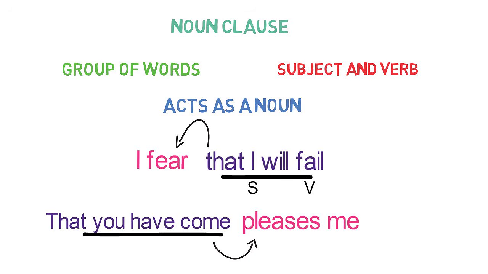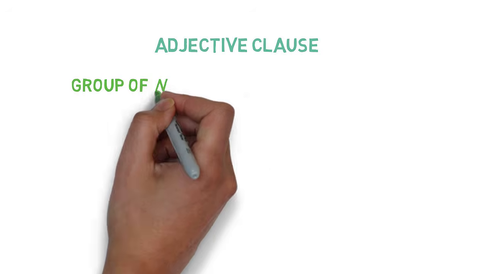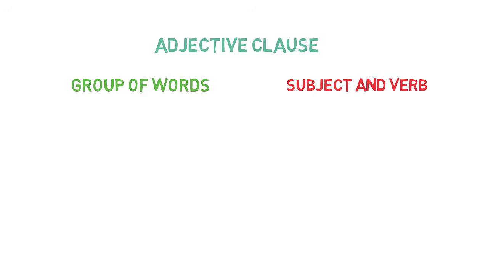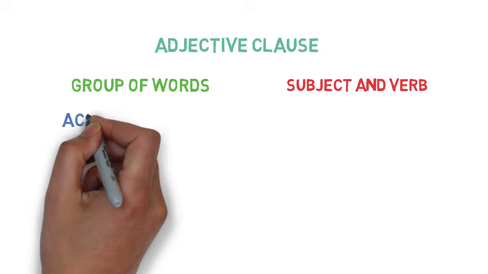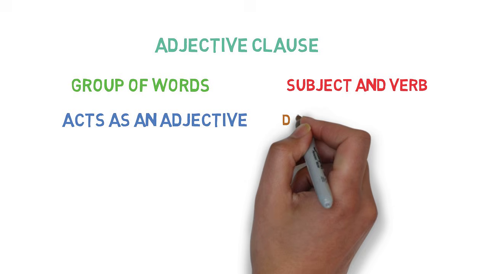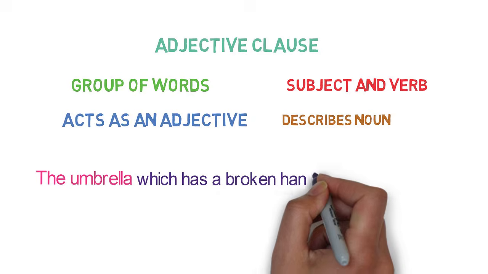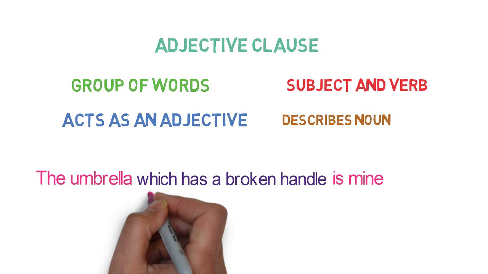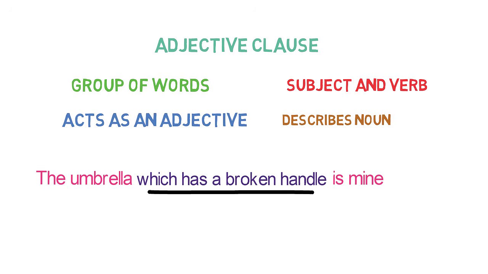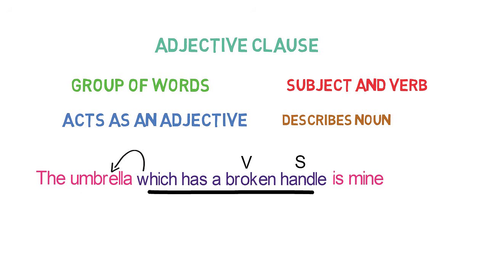Now let's look into the next type of clause, adjective clause. Adjective clause is a group of words having subject and a verb of its own, and it acts as an adjective in the sentence. Now what does an adjective do? They describe a noun, and so does the adjective clause. For example, the umbrella which has a broken handle is mine. Here the clause which has a broken handle is an adjective clause as it has a subject and a verb of its own and is describing the noun umbrella.